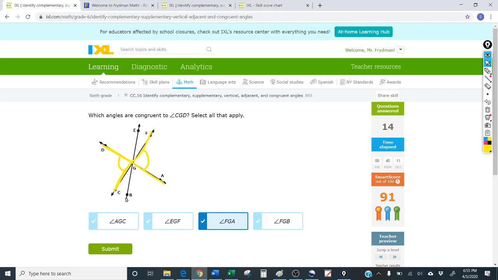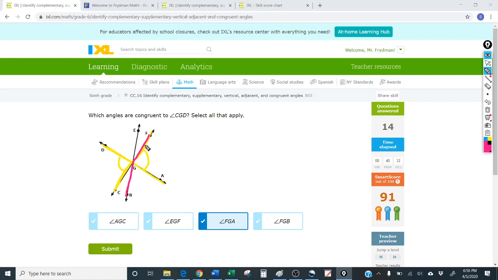FGB. No, this can't be, because I already know... Let me just draw out FGB. So I already know that this angle is equal to this one.